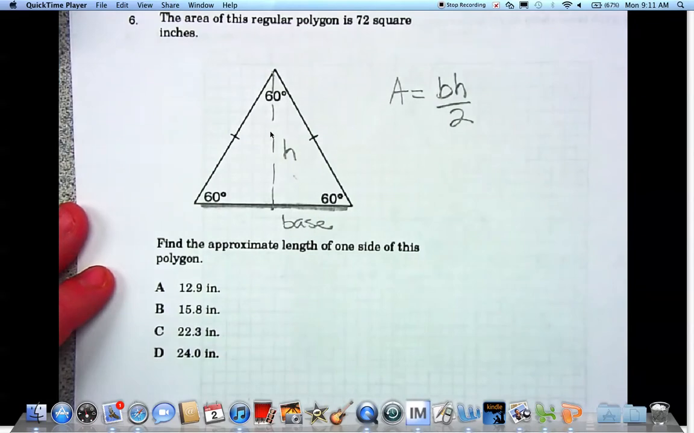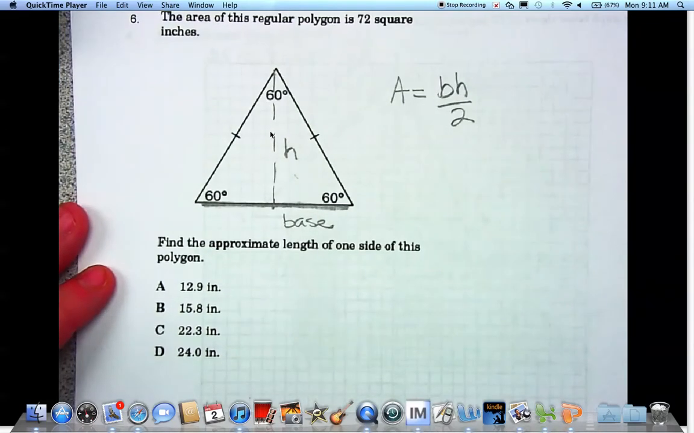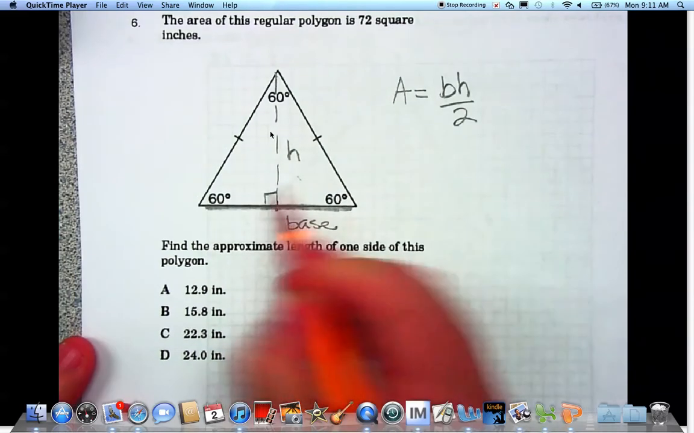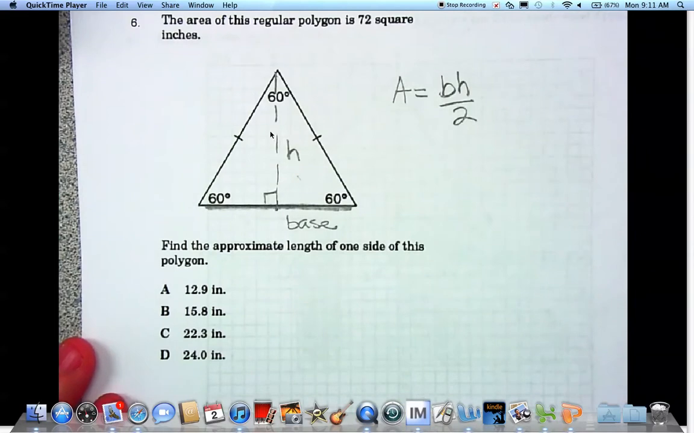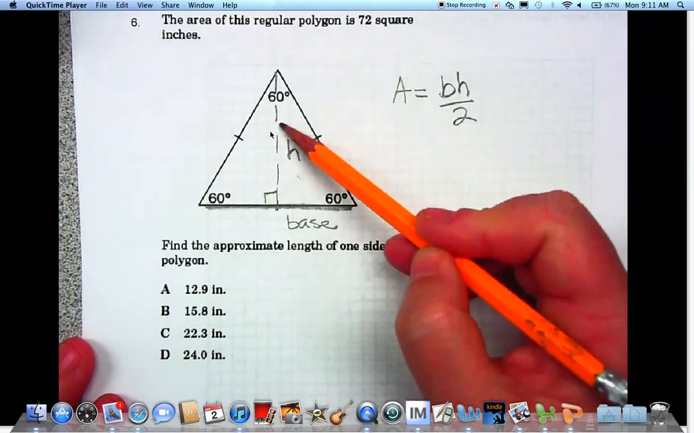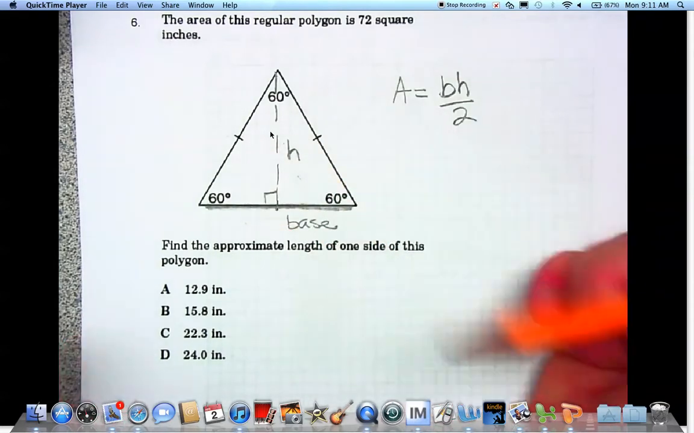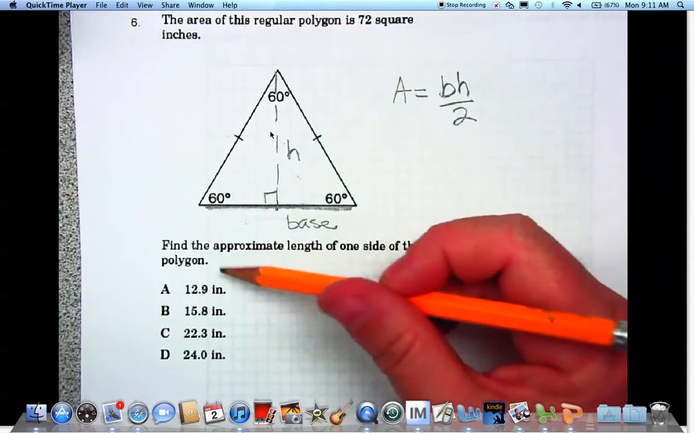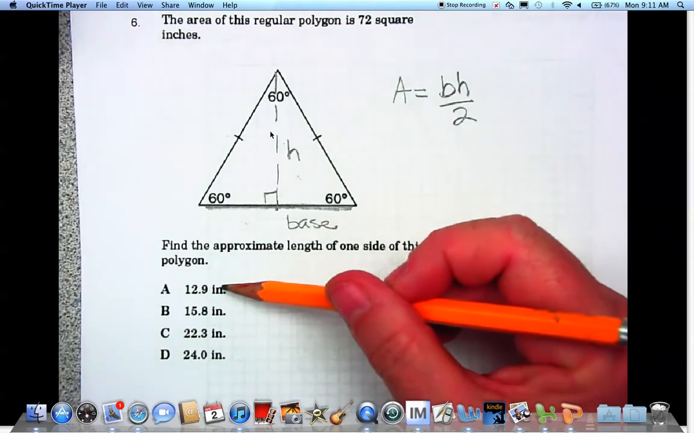So find the approximate length of one side of this polygon. It hasn't given us anything. No sides of anything. It gives you the area. You know that this one is a right angle. It's going to be a 30, 60, 90, but we still don't have any sides. We've got to have at least one side. Can I just plug in each one? Yes, that's the only way to do this one, really, is to take A and plug it in.